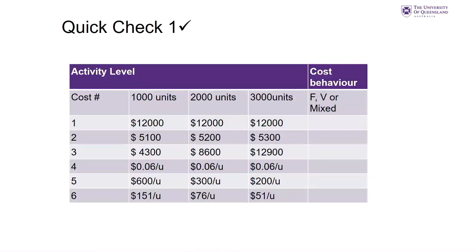Okay, so I want you to tell me, looking at this data, how you would classify these costs. So this first one, is that fixed, variable, or mixed? It's a fixed cost. It doesn't change in that relevant range, in total. What about this one? Mixed. Okay, how do you know it's mixed and not variable?